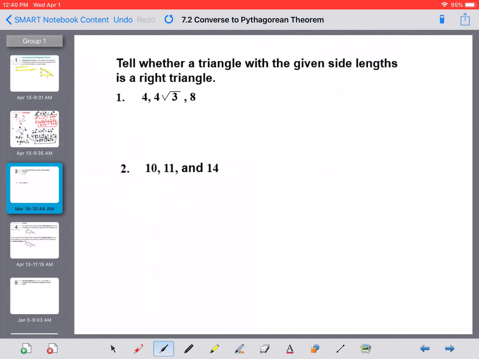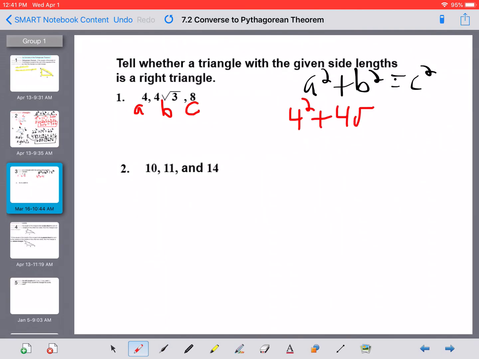In this one, it wants us to tell whether a triangle with the given side lengths is a right triangle. Okay? I'm always going to label my sides. I think it makes it easier. I'm going to start with my largest. I know it's my hypotenuse. So 8 is my C. And then we're going to go my A and B that way. Again, we're going to use the Pythagorean theorem, which is a squared plus b squared equals c squared. And we're going to plug our numbers in. And so we're going to get 4 squared plus 4 times the square root of 3 squared equals 8 squared.